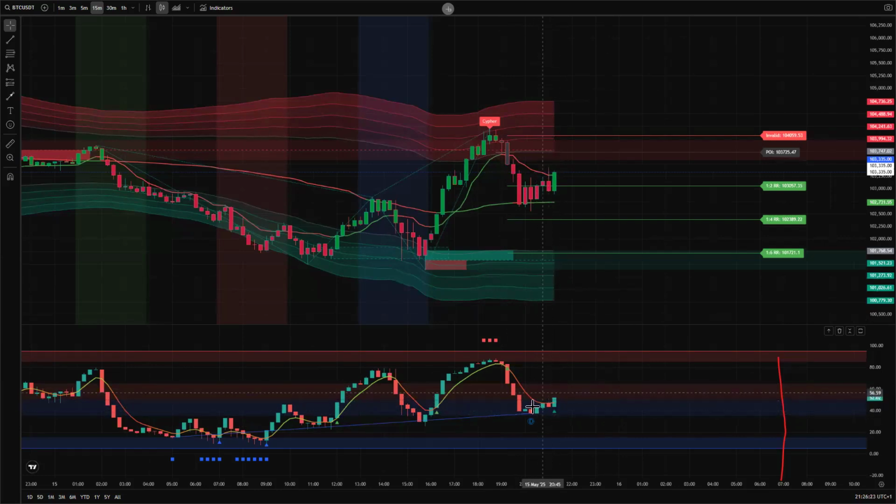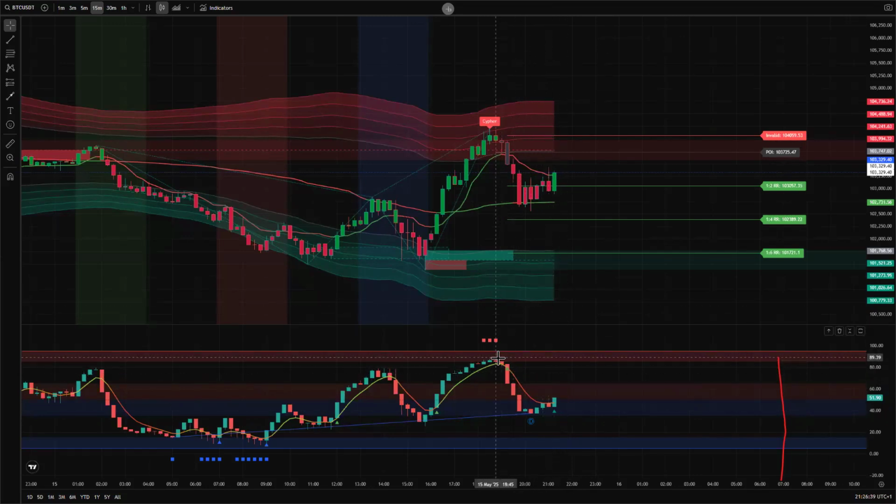You cannot take this trade now because this line is currently in the blue zone. If it goes back up to the red zone, it still respects that zone, and then it starts coming down. You can say, okay, let me take it for a sell.